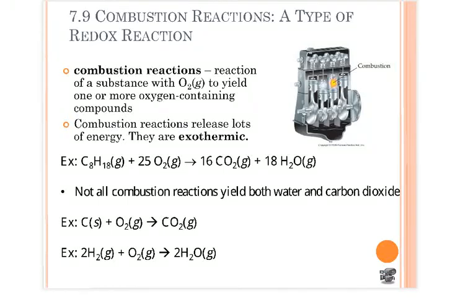Okay, now we're going to learn how to predict the products for combustion reactions, which are a type of redox reaction. You don't have to worry about knowing what a redox reaction is for our purposes, but a combustion reaction is a reaction of a substance with oxygen gas to give us one or more oxygen-containing compounds. And we've seen an example of this when we were balancing chemical equations, how octane reacts with oxygen gas to give us carbon dioxide and water.